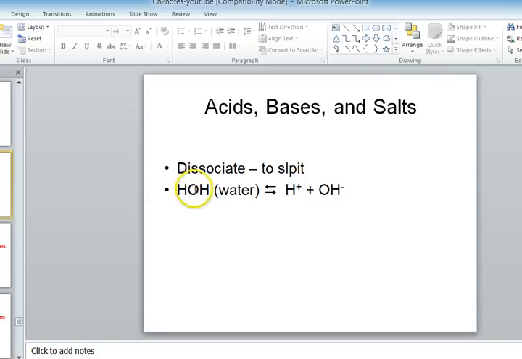HOH, in other words, water, oxygen, 2 hydrogens. This is going to split, and it's going to split into a hydrogen ion, this hydrogen with a positive charge, and what's called a hydroxide ion, this OH group with a negative charge. Now, in a container of water, there's going to be very few of these molecules that are split this way. About 1 times 10 to the negative 7th power of these molecules will be split in this manner.